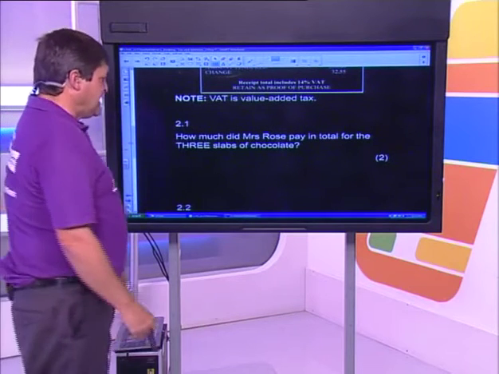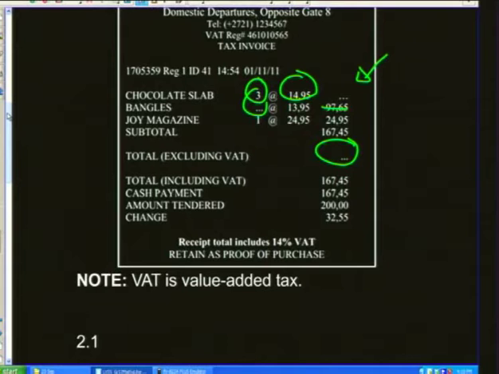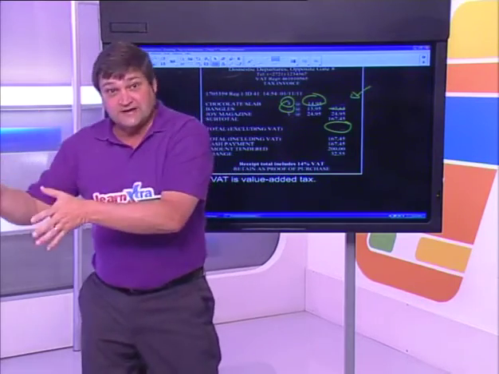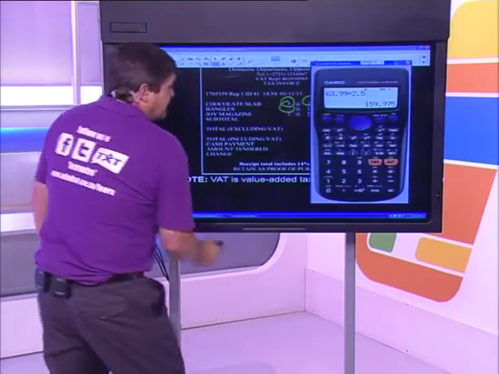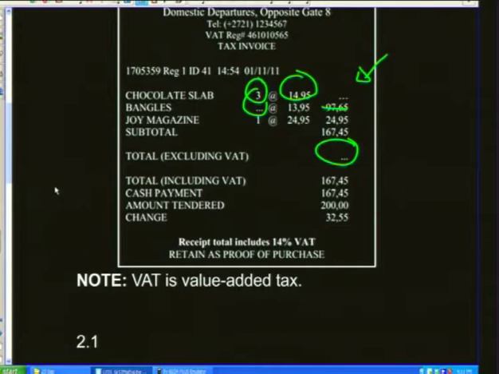Our questions were, how much did Mrs. Rose pay in total for the 3 slabs of chocolate? And we said we were going to get that question, so it's going to be simple. If 1 slab costs 14 Rand 95, 3 slabs are going to be 14.95 plus 14.95 plus 14.95, or 3 times 14.95. Out comes the calculator, and we say 3 times 14 Rand 95 equals, and there's our answer, 44 Rand 85. So we know that this figure over here is 44 Rand and 85 cents.